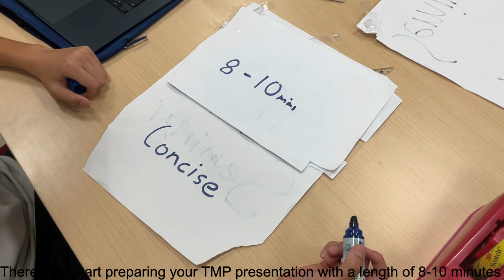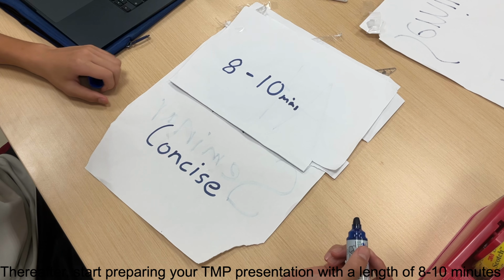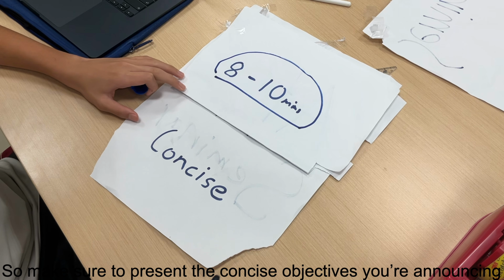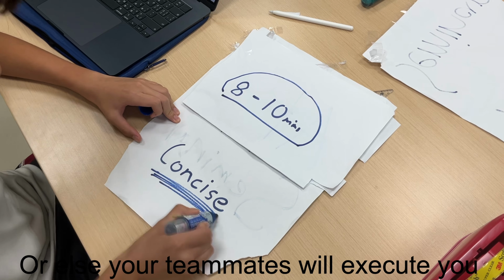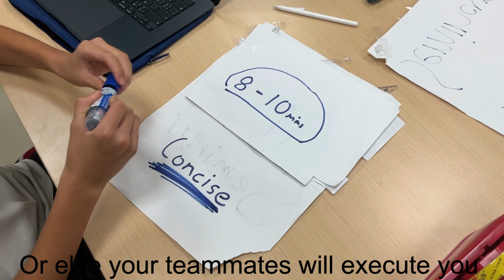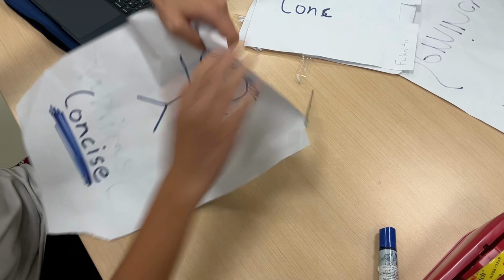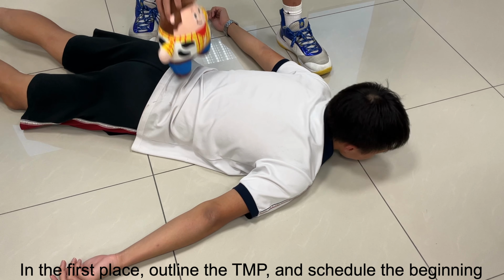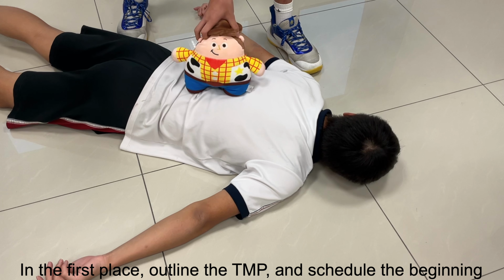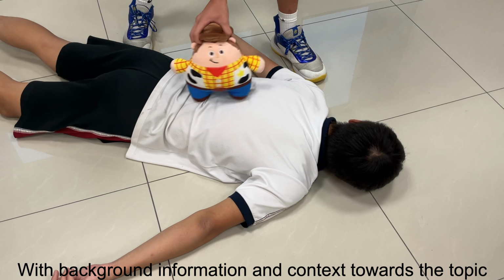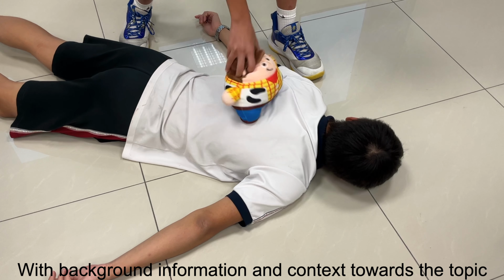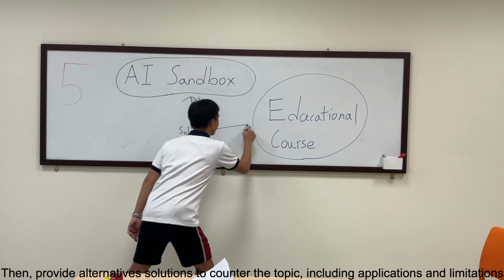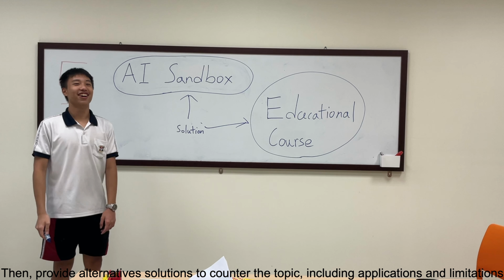Thereafter, start preparing your TMP presentation with a length of 8 to 10 minutes. So make sure to present the concise objectives you're announcing, or else your teammates will execute you. In the first place, outline the TMP and schedule the beginning with background information and context towards the topic. Then, provide alternative solutions to counter the topic, including implications and limitations.